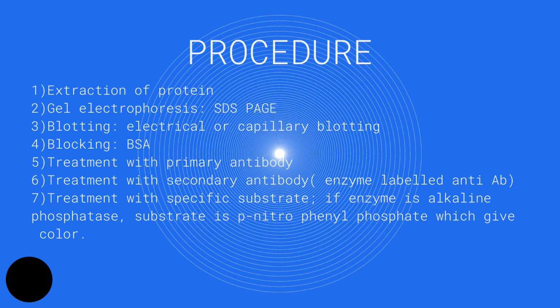There are several methods which can be used for visualization. It includes colorimetric methods, fluorescent methods, and chemiluminescence methods, out of which the fluorescent and chemiluminescence methods are the most sensitive ones. Western blot is also a quantitative test to determine the amount of proteins present in a sample.